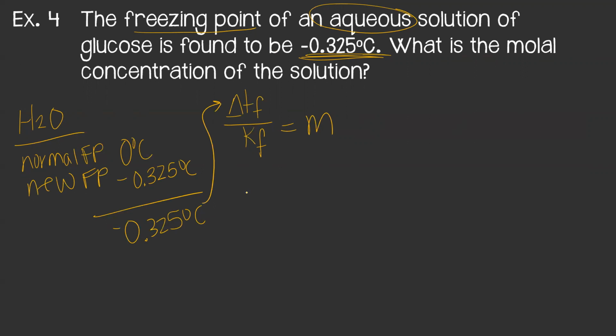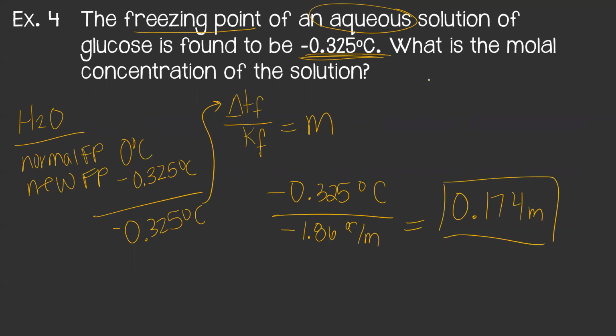So you have to use the new freezing point and the old freezing point to find delta TF if it doesn't say freezing point depression. If it just says freezing point, you have to do this work. So I've got negative 0.325 degrees Celsius over my KF, once again water, because I'm an aqueous solution, negative 1.86 degrees Celsius over m. And doing that math, I get a concentration of 0.174 m.